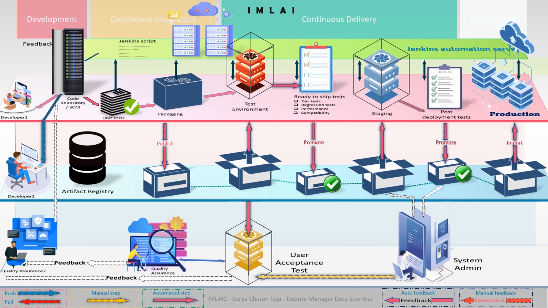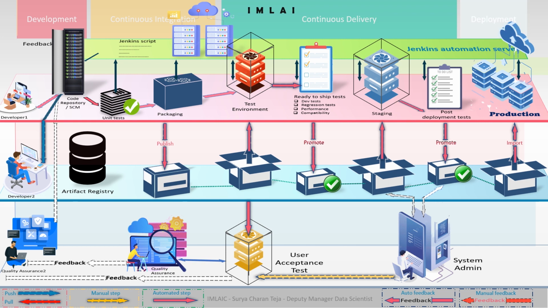It's a delivery. Then at the final stage, we will unpack the archive and deploy it on the server automatically. That's called continuous deployment. Normally we say CI/CD. CI means continuous integration. As soon as the code has been pushed into the code repository or SCM, it should be automatically taken, unit tests should be done, and then it should be packaged or built as an archive. This is called continuous integration.